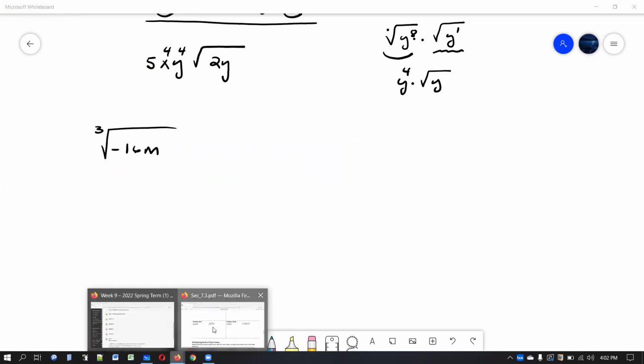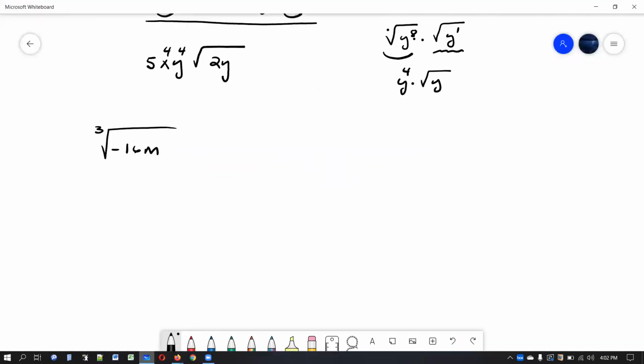Let's make sure that we copy this thing correctly. M to the 5 and n to the 3. Immediately, you can break it into 3 parts if you want. Cubic root of minus 16 times cubic root of m to the 5 times cubic root of n to the 3. And notice that this is, again, straightforward. 3 divided by 3 is 1, so this is just n.